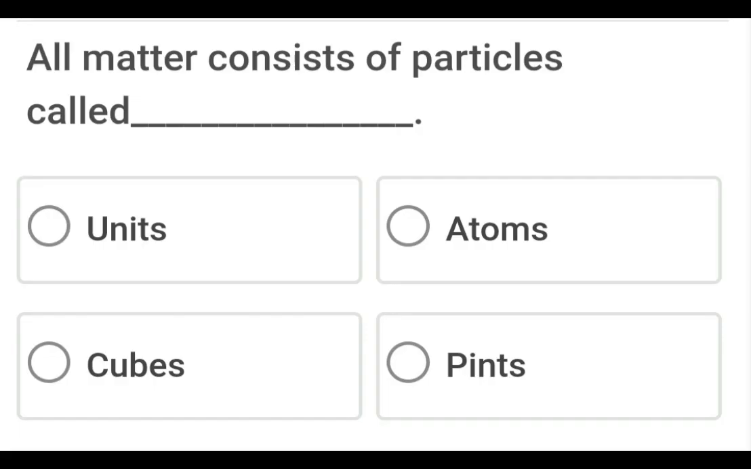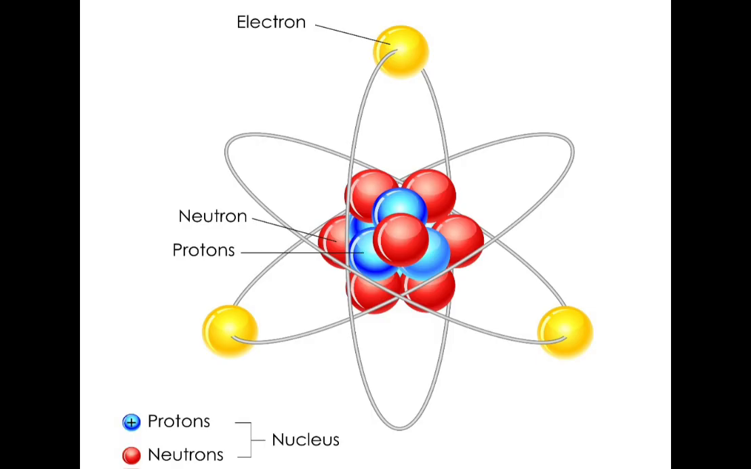The first question is reading, all matter consists of particles called A. units, B. atoms, C. cubes, and D. pins. We are going to select atoms as our answer. Atoms are the fundamental particles that make up all matter. They are the building blocks of elements and molecules. Atoms are composed of protons, neutrons, and electrons. They combine in various ways to form different substances and give them their unique properties. Therefore, the correct answer is atoms.